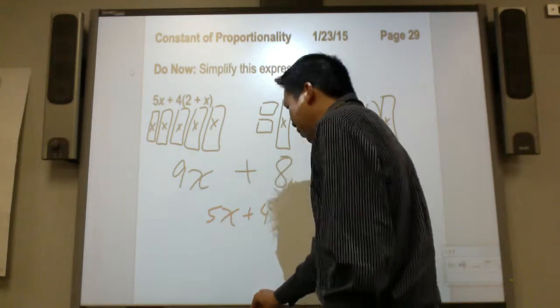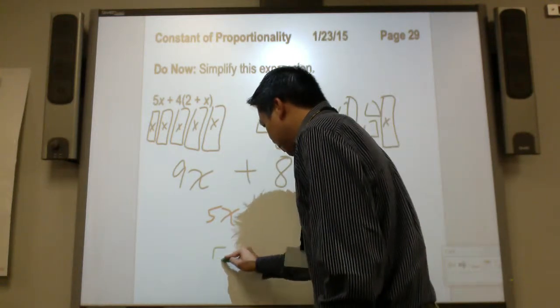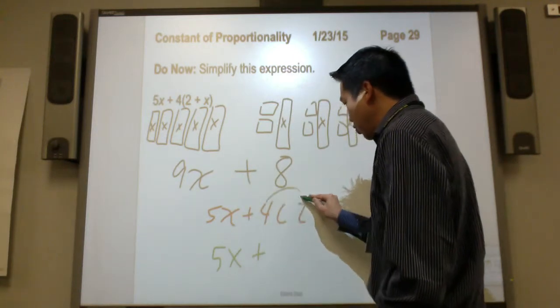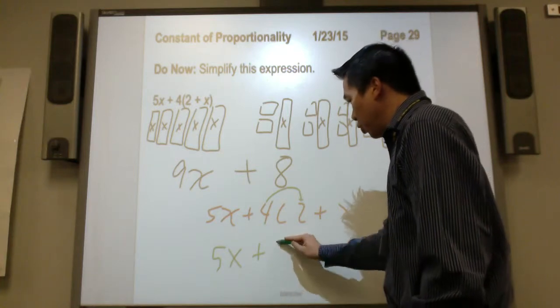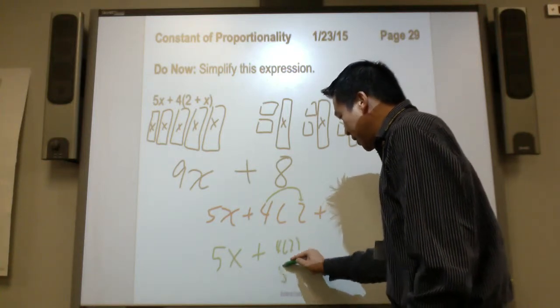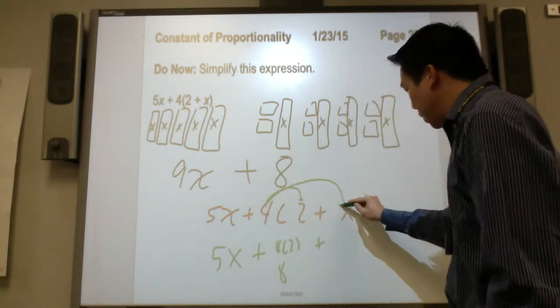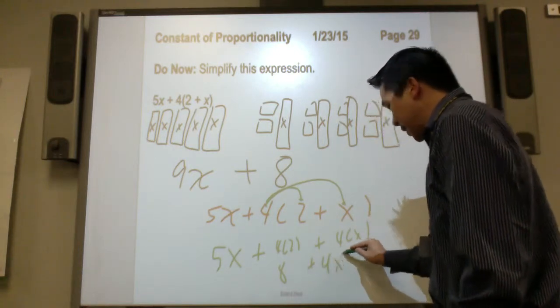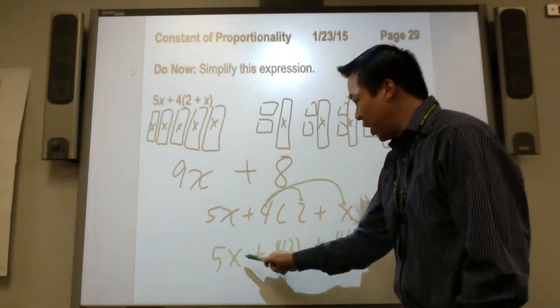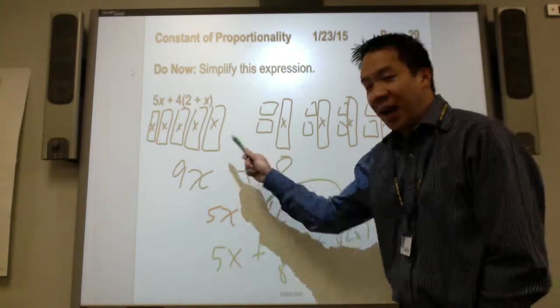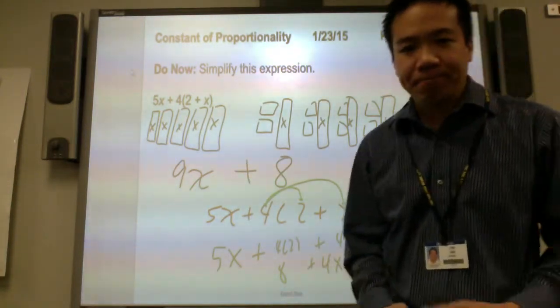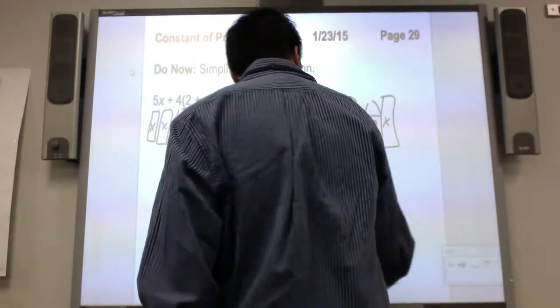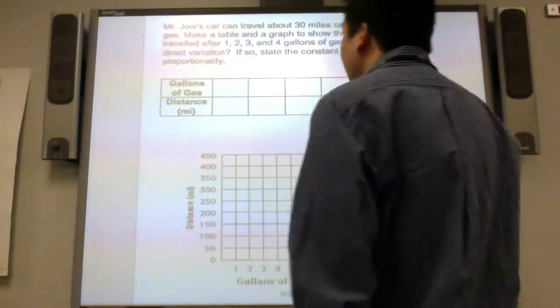So we know we have 5x plus, what's 4 groups of 2? 4 groups of 2 is 8. What's 4 groups of x's? 4 x's. So if we combine the 5 x's with the 4 x's, we get 9x plus 8. Let's go to our next slide.